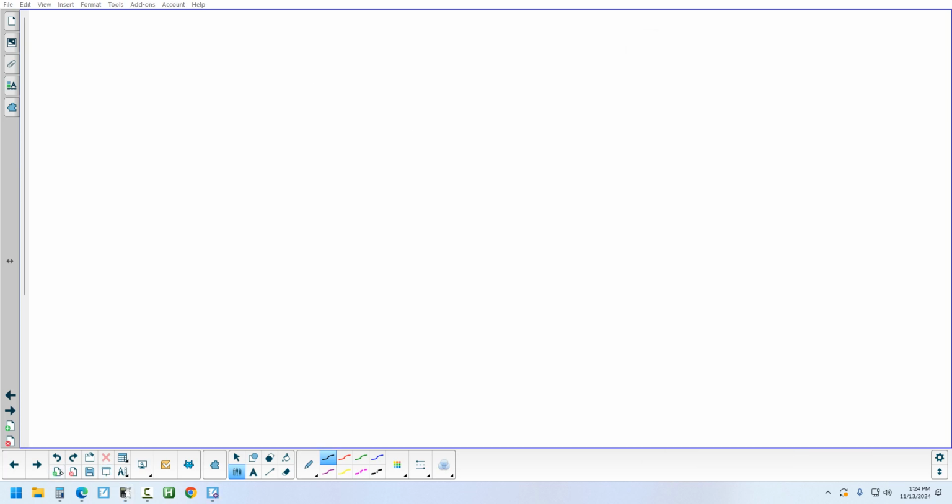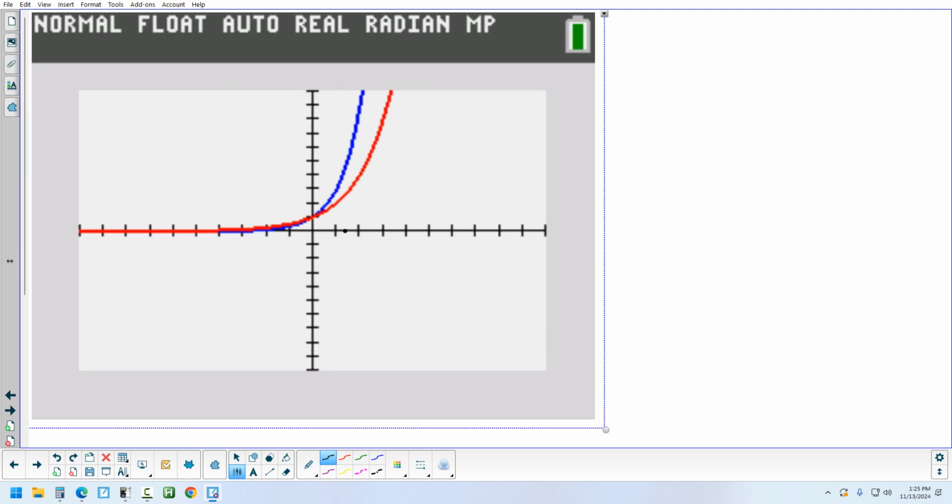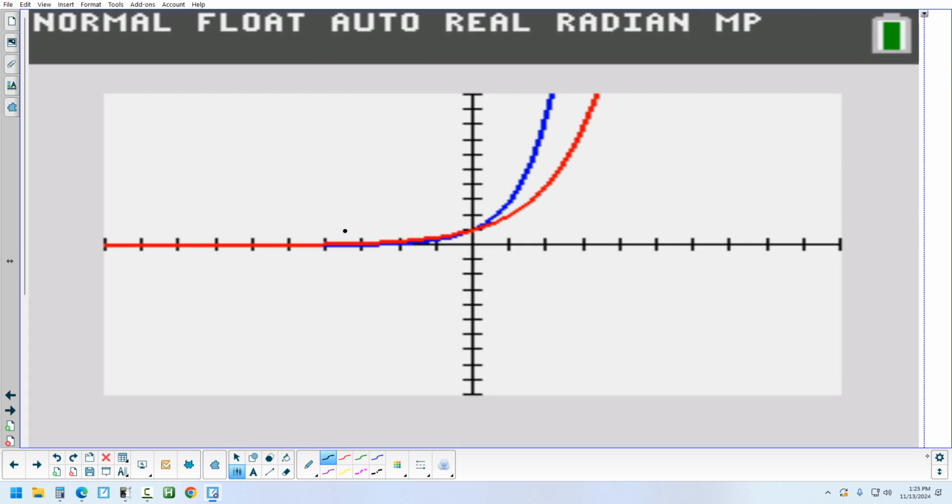What point does it look like they both go through? What coordinate? So how would you write that as a coordinate? 0, 1. Yeah. Yep, they both go through the point (0, 1).